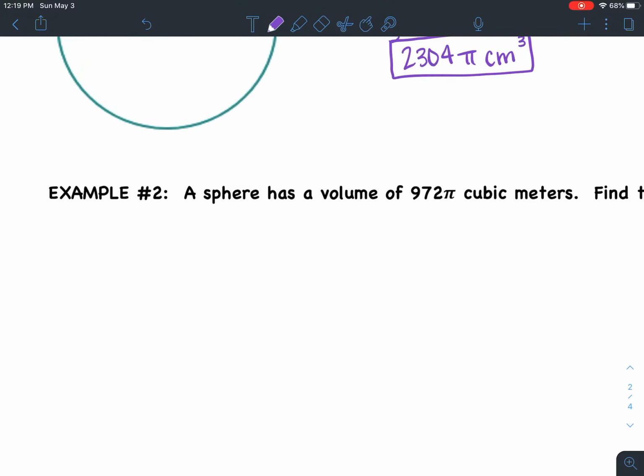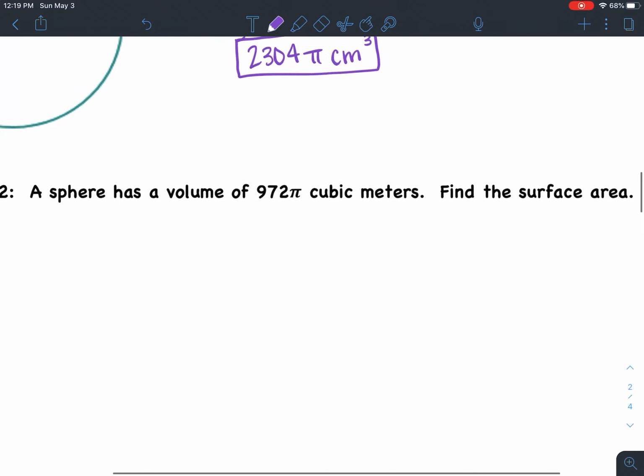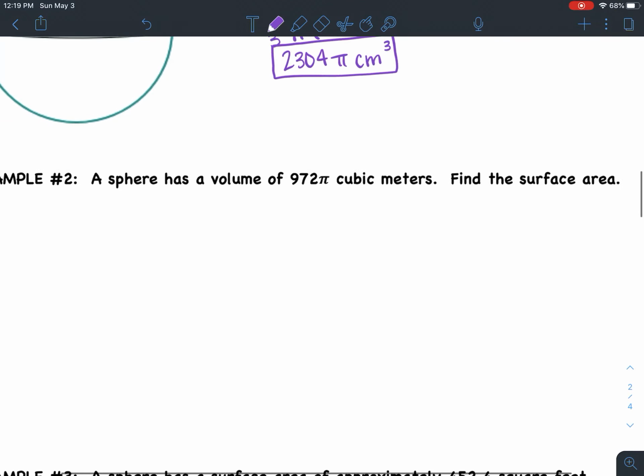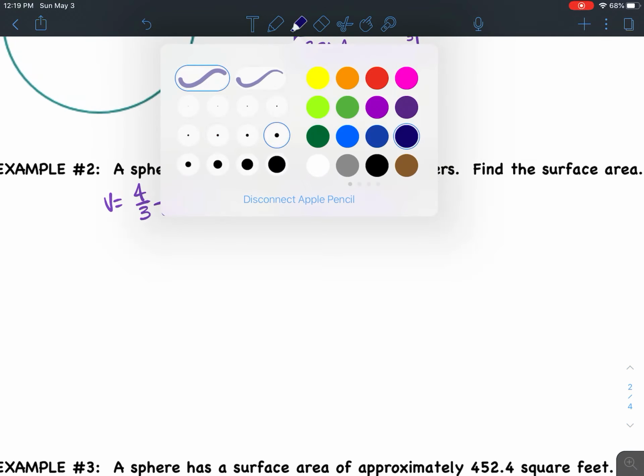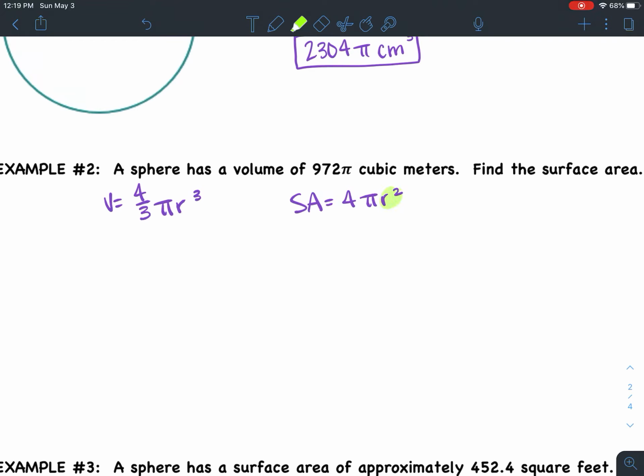All right, a sphere has a volume of 972 pi, and it wants us to find the surface area. So one thing that is consistent, if we look at our volume, it is 4/3 pi r cubed, whereas our surface area is 4 pi r squared. Now, the key to opening up the lock for these is going to be this radius. If we work backwards in our volume to find our radius, then we can plug our radius into our surface area to then answer our question.